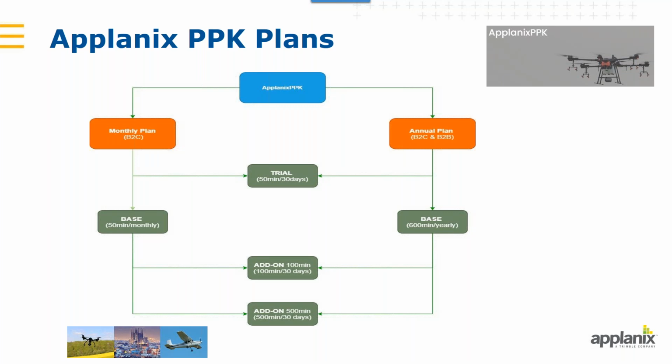So should this amount of minutes not be sufficient for you for that given period, you can always purchase add-on minutes. We have two add-on plans right now. One is a 100-minute scenario, and the other one is 500 minutes. What does it mean? If you purchase 100 minutes, you can consume them over a period of 30 days. And the same applies for the 500-minute concept. So you can buy as many add-ons as you want in order to process your amount of data.